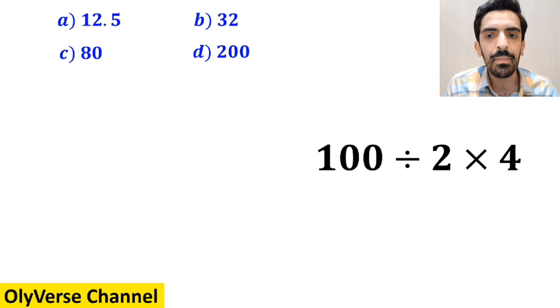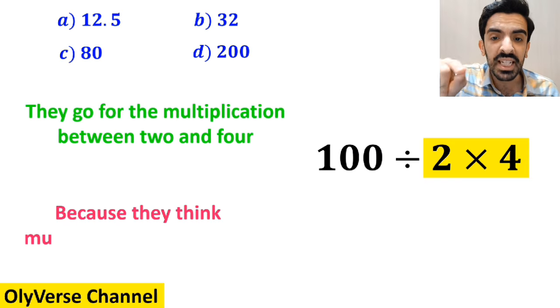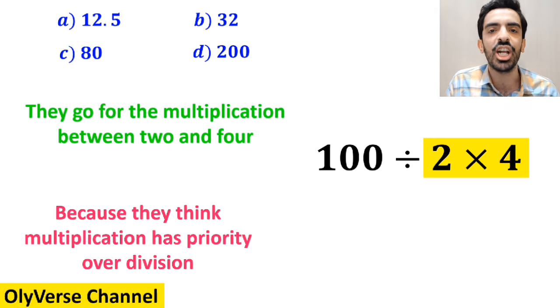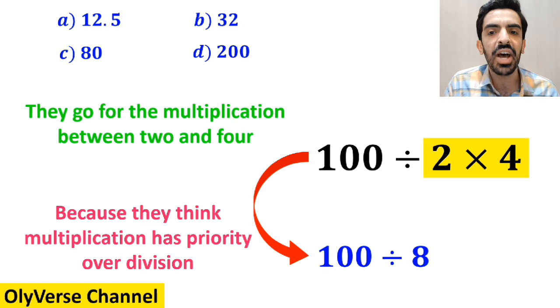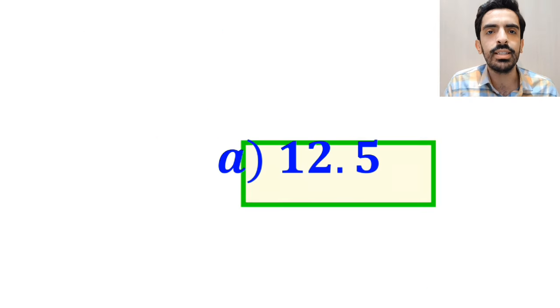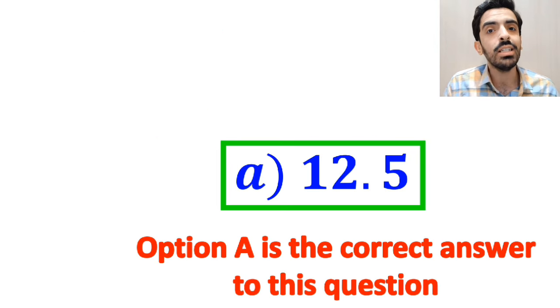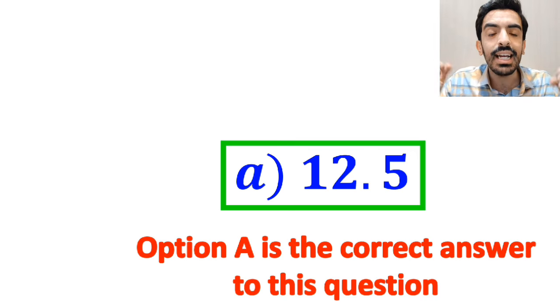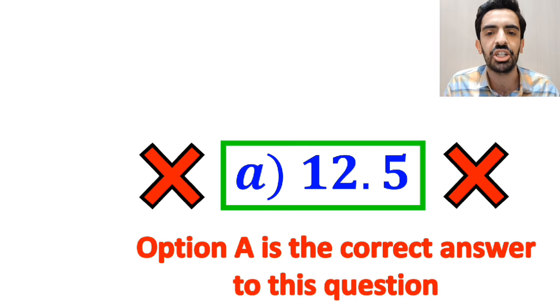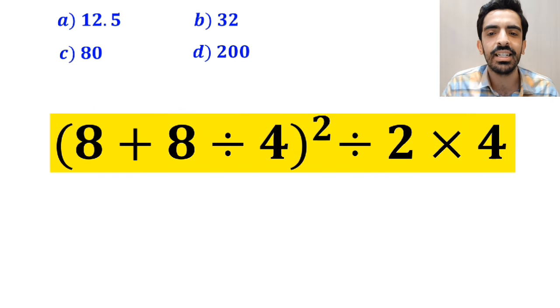In the final step, they go for the multiplication between 2 and 4 because they believe multiplication has priority over division. So, instead of this expression, they write 100 divided by 8, which finally gives them the answer 12.5. And immediately, they conclude that option A is the correct answer to this question. But I have to say, we were tricked and it's not the correct answer to this question. Now let's go step by step together and solve this question correctly.